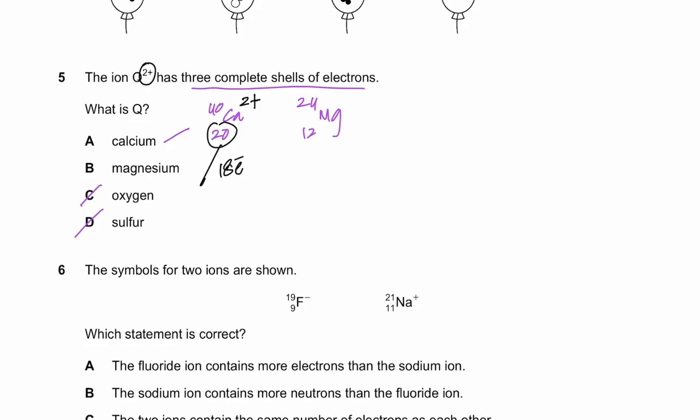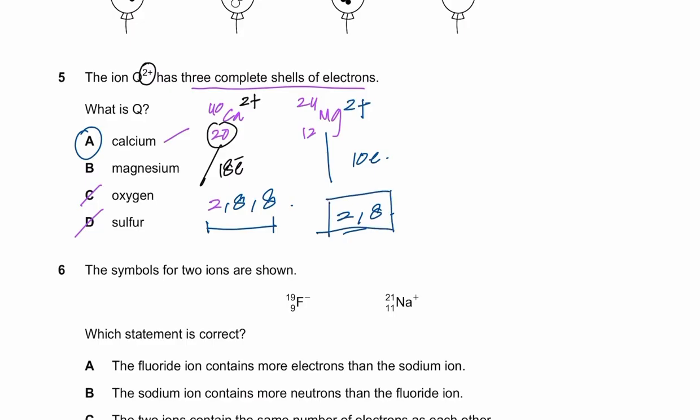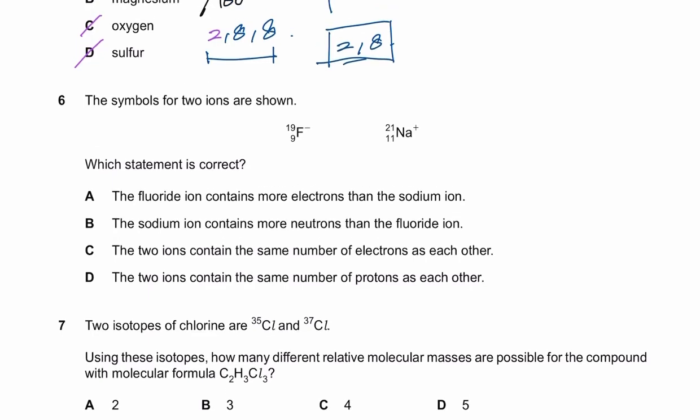write its electronic configuration, the first shell holds up to a maximum of 2 electrons, the second shell holds up to a maximum of 8, and the third would hold up to a maximum of 8. And here you go, these are your 3 complete shells, and therefore the answer is calcium. The reason why magnesium is not the answer is that if magnesium has a charge of 2 plus, there are only 10 electrons left, and the first shell holds up to a maximum of 2 and the second holds up to a maximum of 8. Therefore, although they are complete electron shells, they are not 3, they are 2. That's why this is not the right option, right?